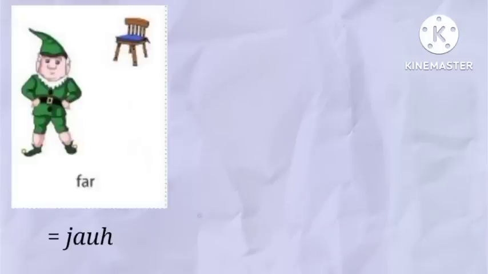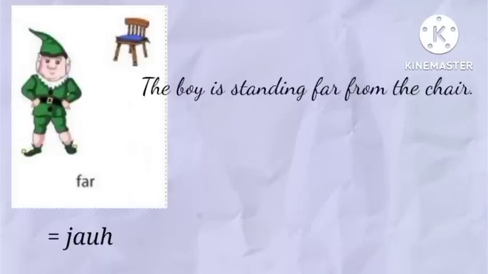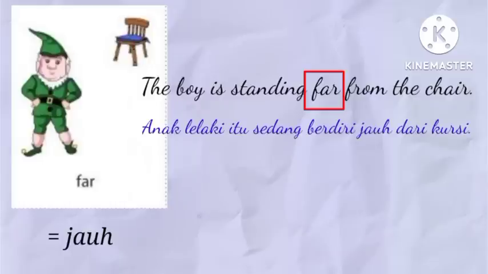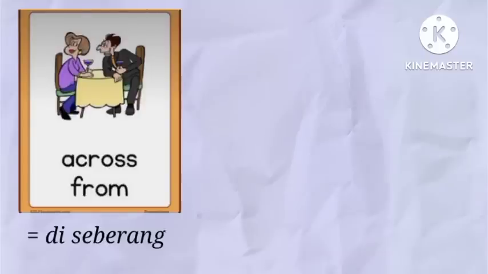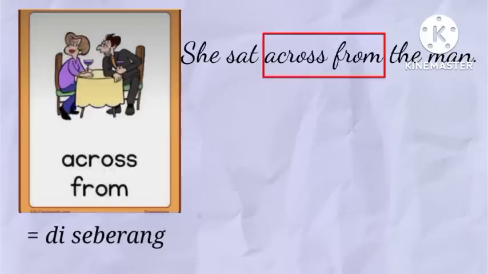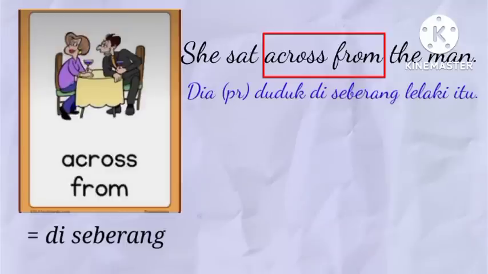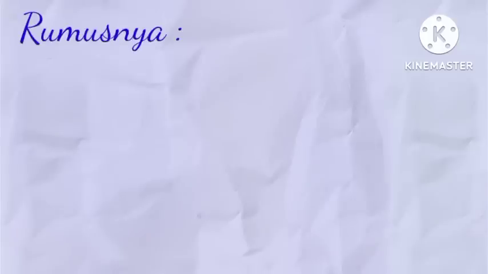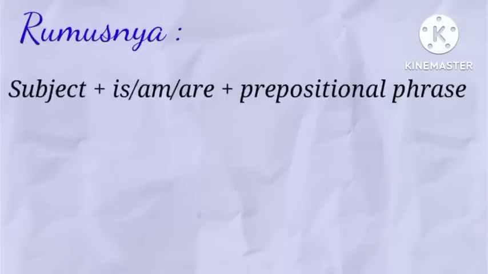Far, jauh. Example, the boy is standing far from the chair. Across from means di seberang. For example, she sat across from the man. Okay, from all the examples, the conclusion for the formula is subject plus is plus prepositional phrase.